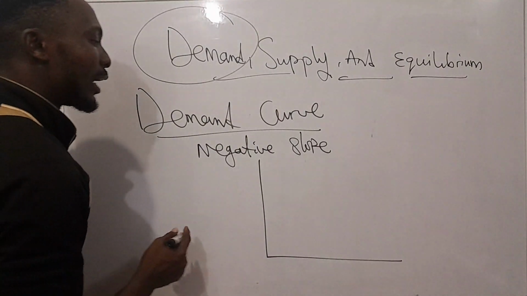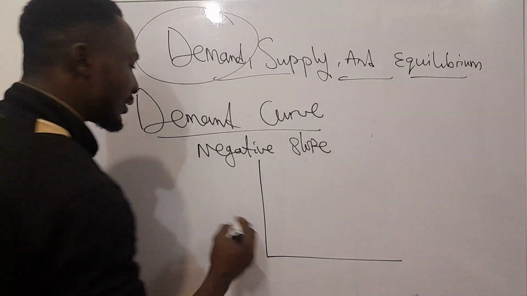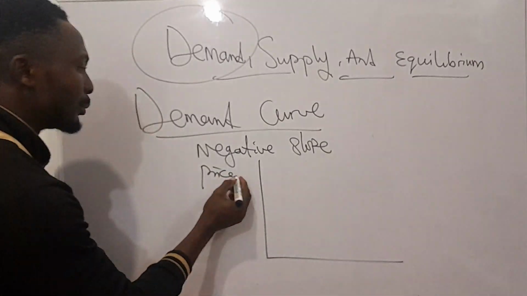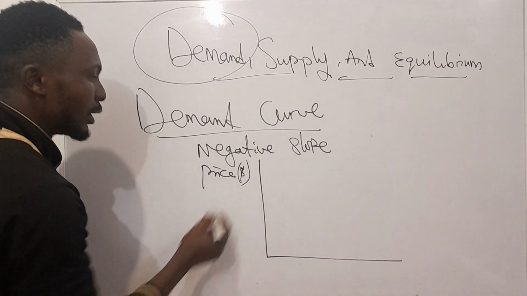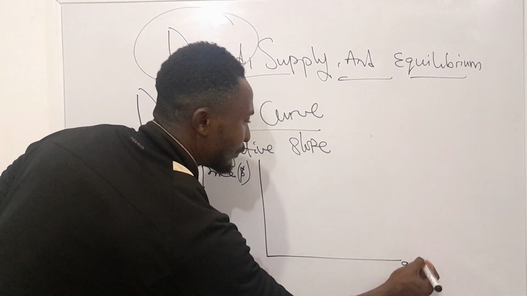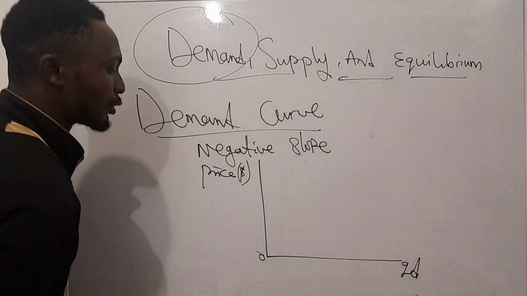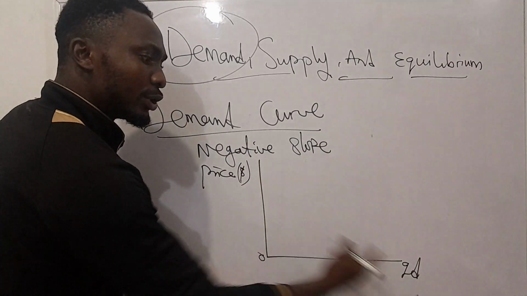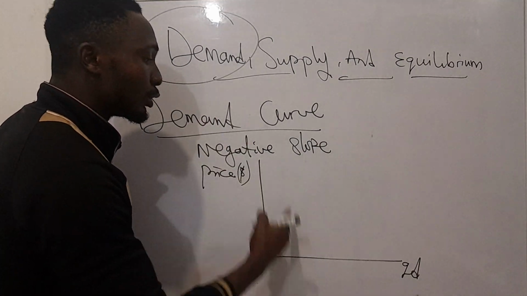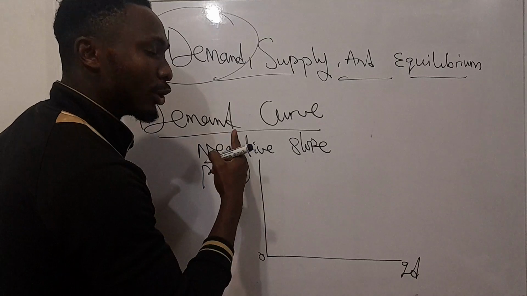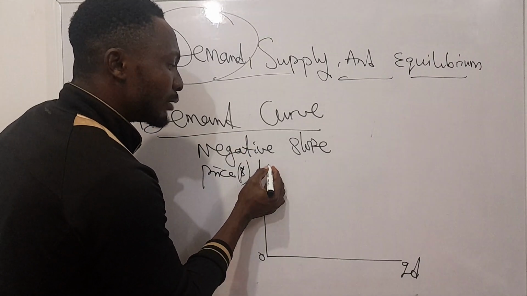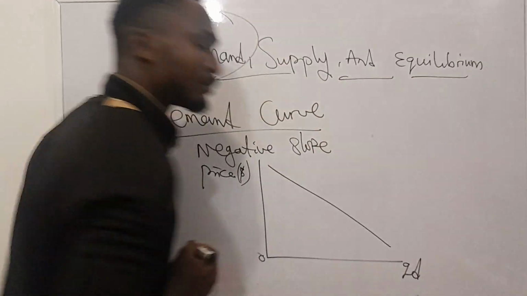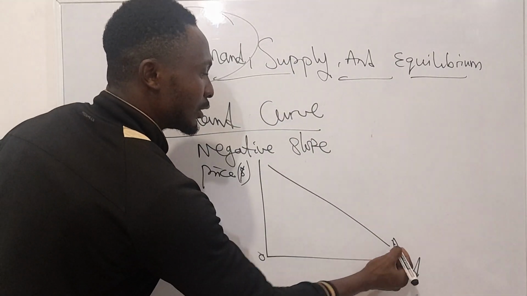The demand curve will have on the y-axis the price of the product, and let me put the price here in dollars. And then on the x-axis, you're going to have the quantity demanded, and the point of origin is usually 0. So the demand curve can be drawn using a straight line or a curved line. Whichever the case, the demand curve slopes downward from left to right. So this is the demand curve.